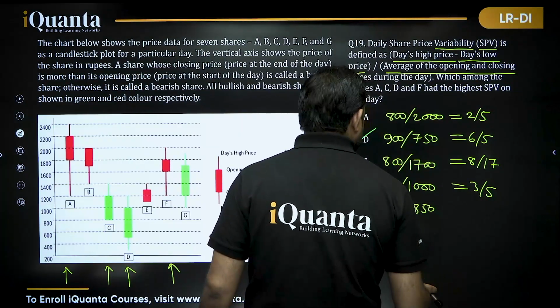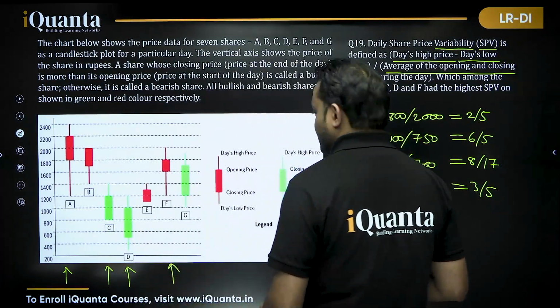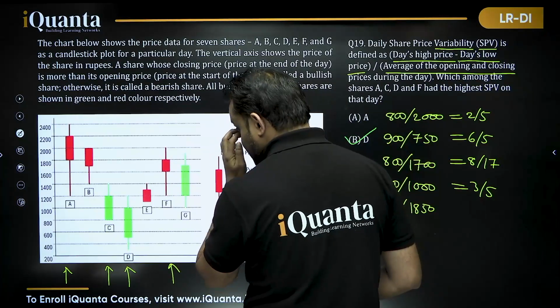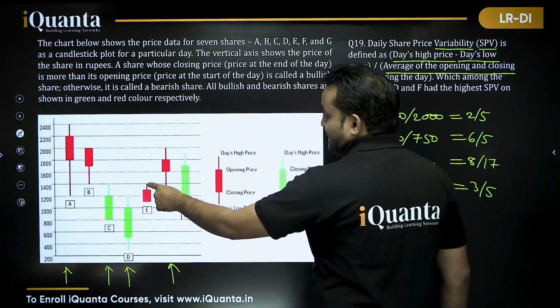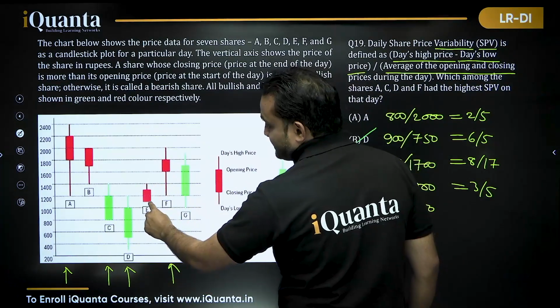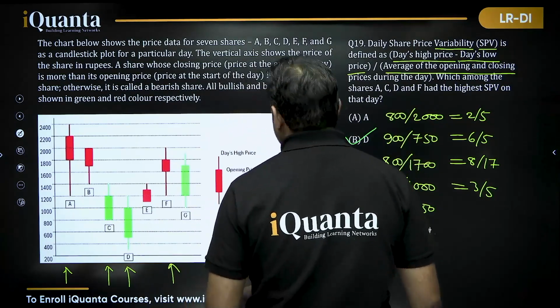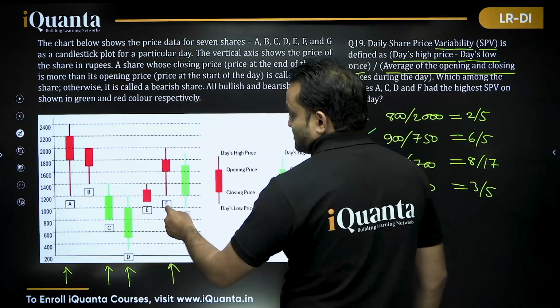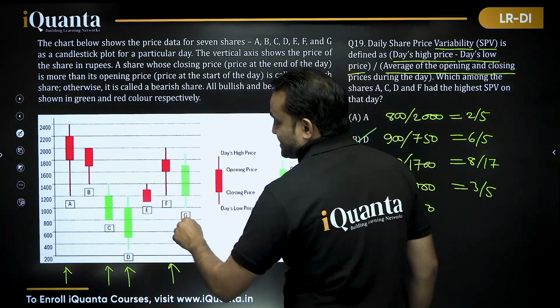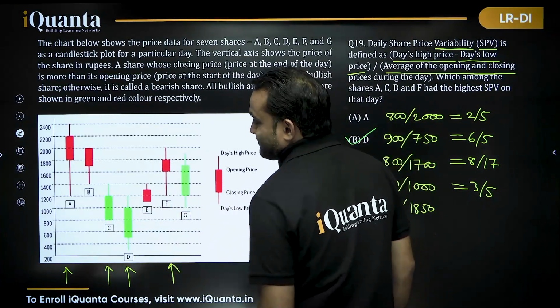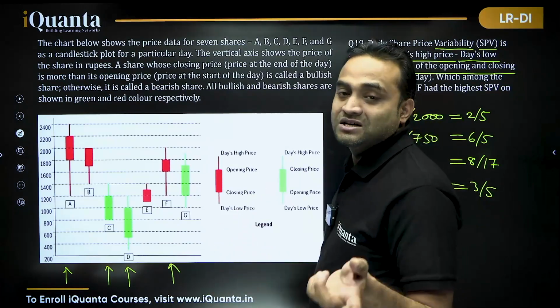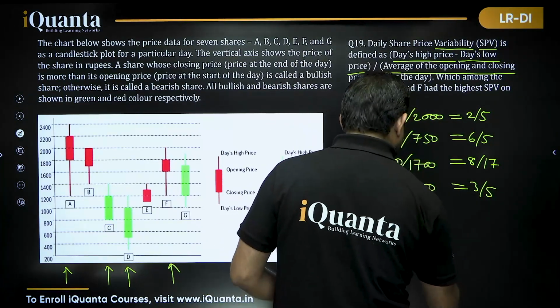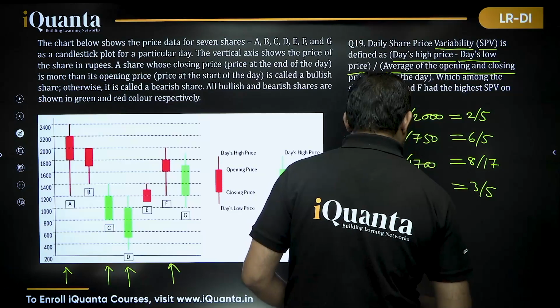Then comes E. In case of E, what do we see? So day's high is 1400, day's low is 1100. The difference is 300. So opening price is 1300, closing price is 1100. Total is 2400 divided by 2, so 1200.